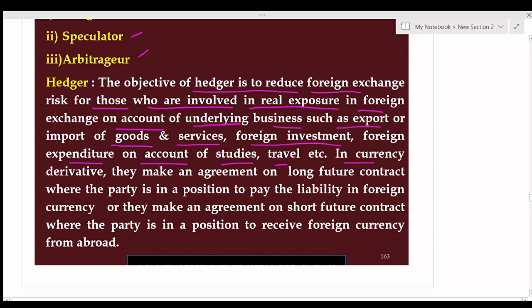In currency derivatives, they make an agreement on a long future contract where the party is in a position to pay a liability in foreign currency, or they make an agreement on a short future contract where the party is in a position to receive foreign currency from abroad.